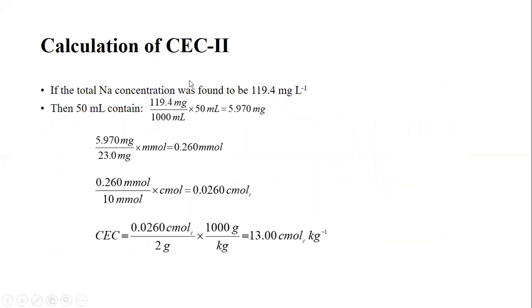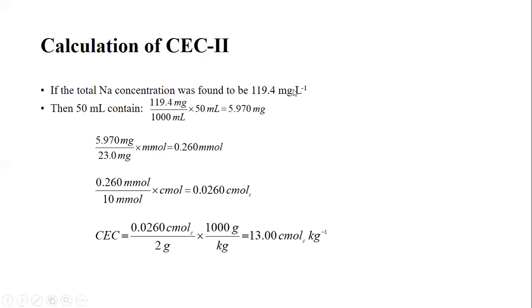Okay, let's go through the real calculations. If the total sodium concentration was found to be 119.4 milligram per liter, remember, milligram per liter is also what we call parts per million. So this is the concentration of sodium in that 50 ml volume that we collected. Then 50 ml contain all the sodium. So we want to know how much sodium is in the 50 ml.